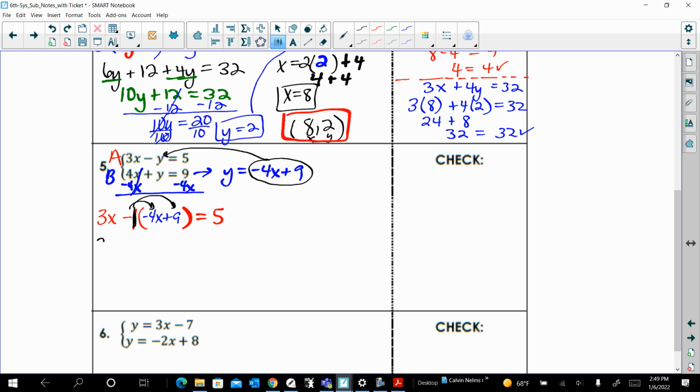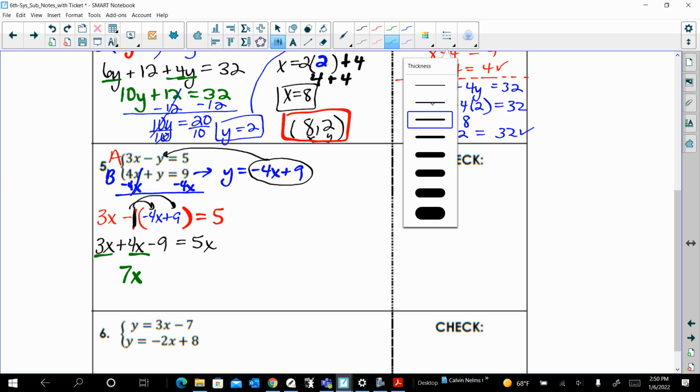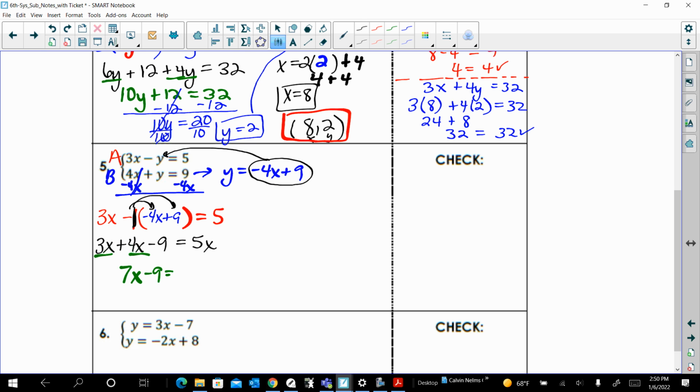So this comes out to be 3x. Negative 1 times the negative 4x now makes that positive 4x. Negative 1 times that plus 9 now makes that a negative 9 equals 5x. So from here, I can combine these like terms of 3x plus 4x, give me a total of 7x minus 9 equals 5x. And then normally I would say, guys, solve for or start with the smallest variable.